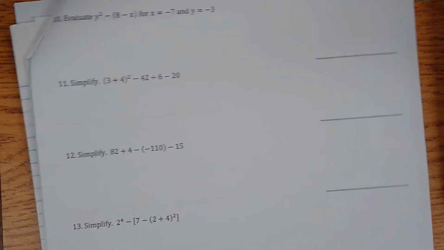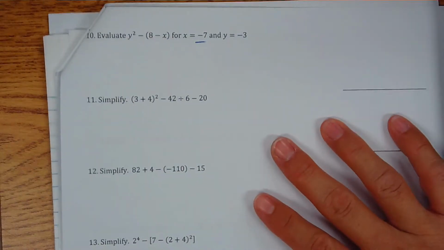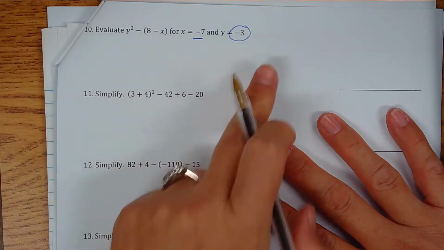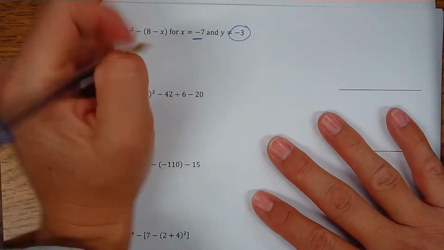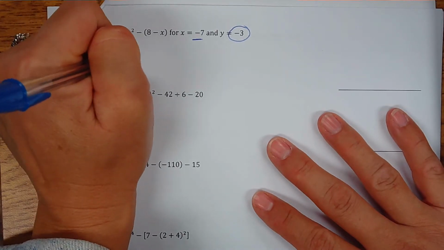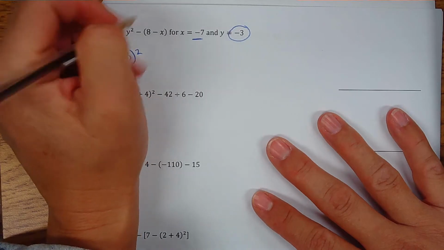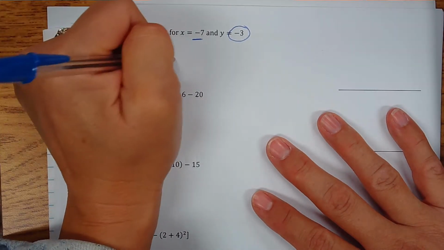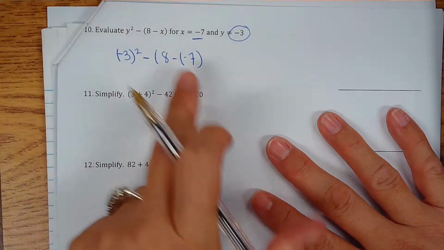Okay, so for here, I'm going to use substitution. I'm going to see that x is a negative 7 and y is a negative 3. So I'm going to go ahead and plug them in. And remember, whenever I substitute, I put parentheses around that number. So I'm going to have a negative 3 squared, which is where that y was, minus parentheses 8 minus 7.